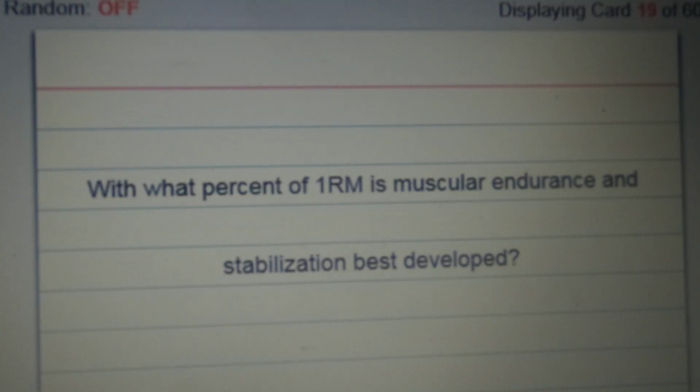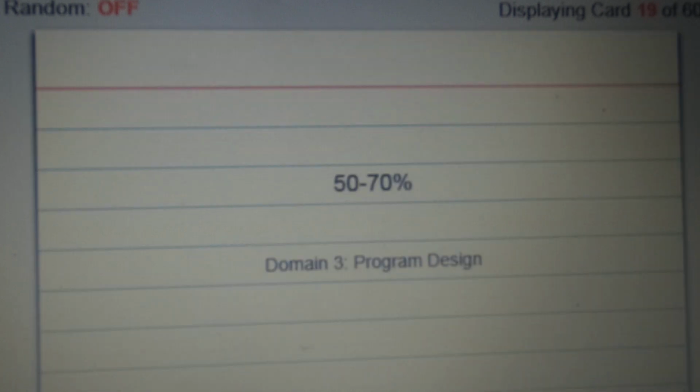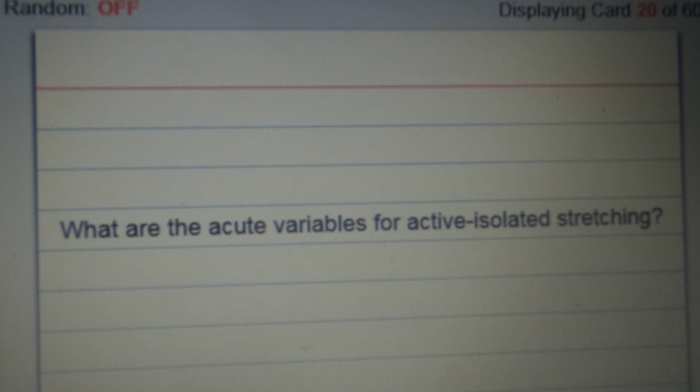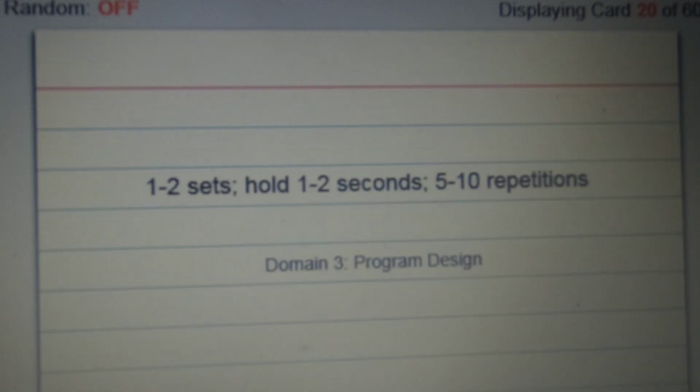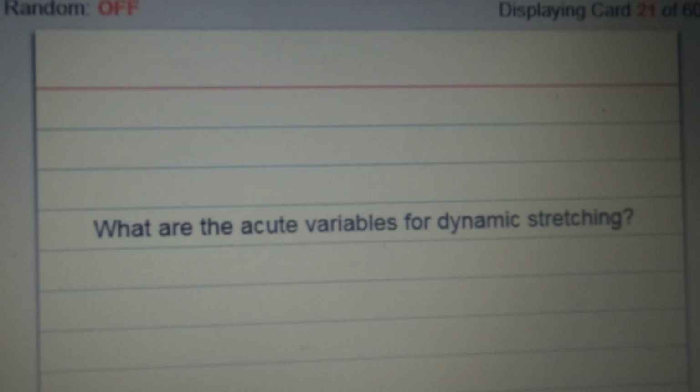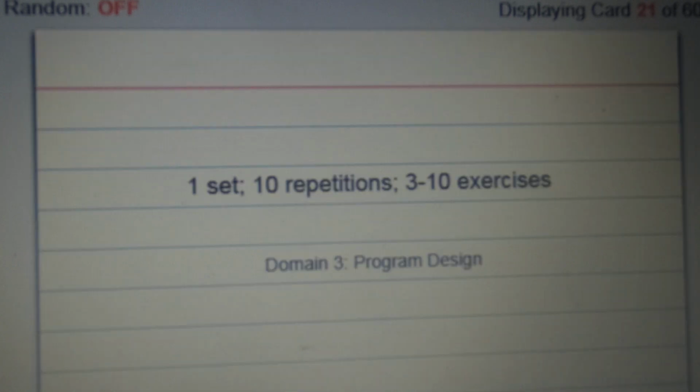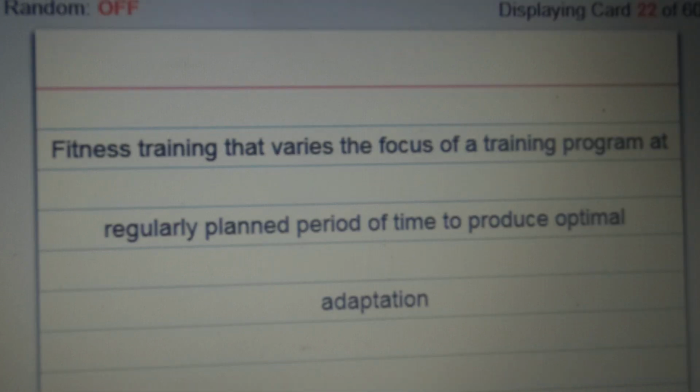With what percentage of 1 RM is muscular endurance and stabilization best developed? 50 to 70%. What are the acute variables for active isolated stretching? 1 to 2 sets. Hold 1 to 2 seconds, 5 to 10 repetitions. What are the acute variables for dynamic stretching? 1 set, 10 repetitions, 3 to 10 exercises.